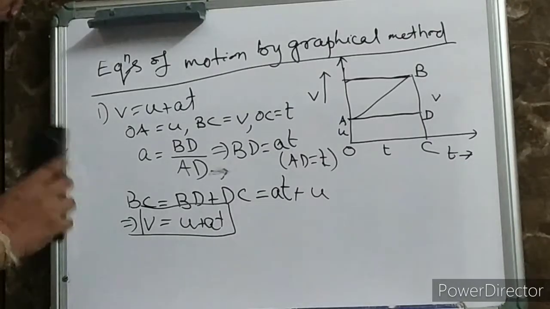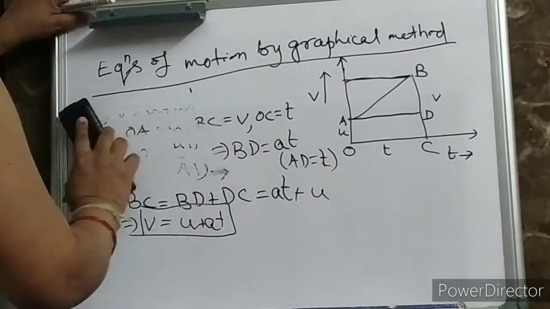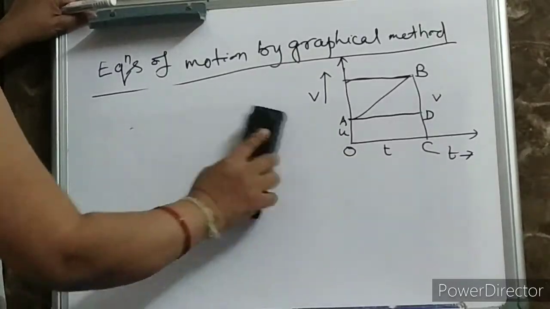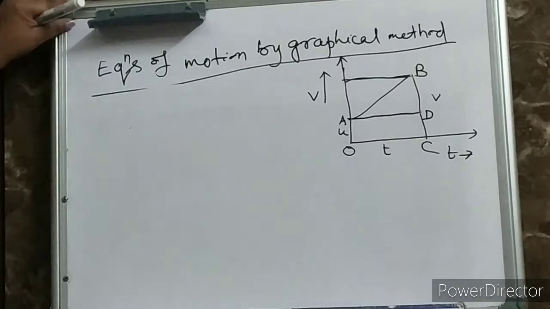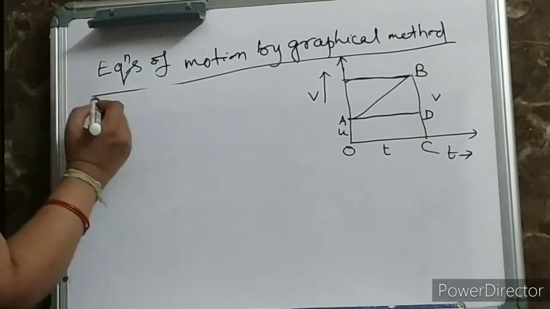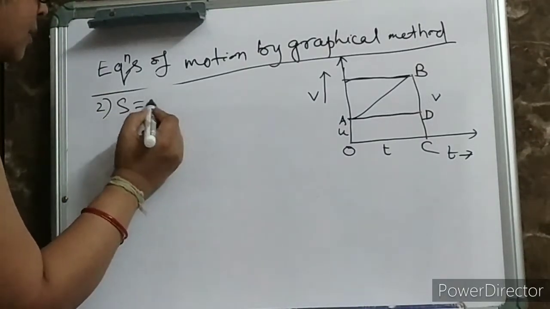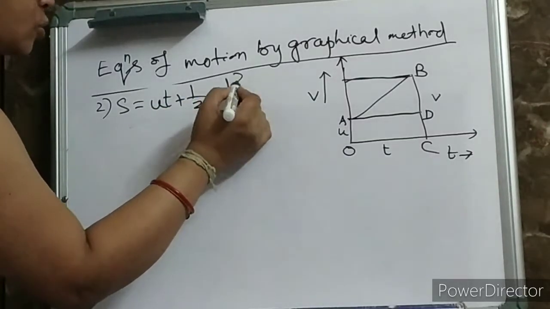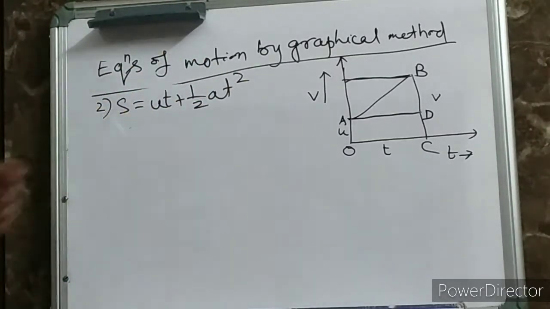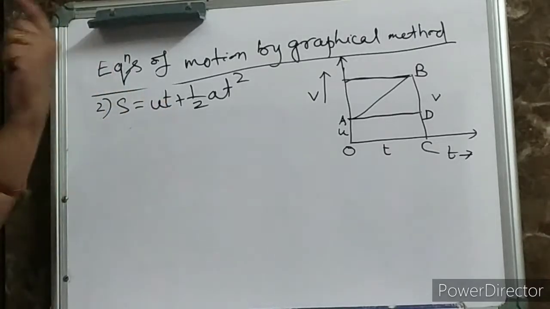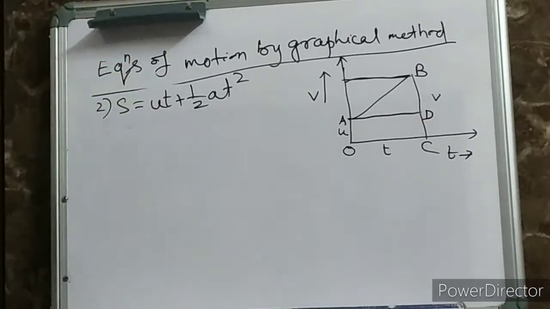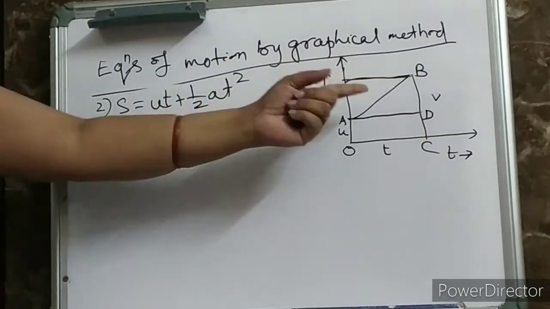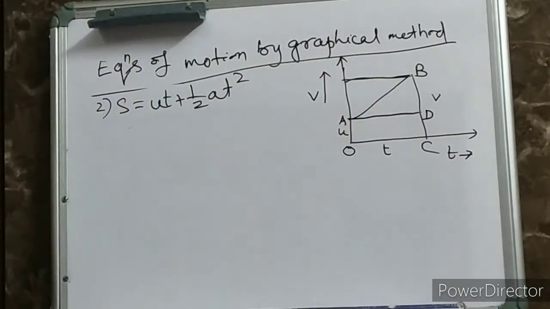Okay, now we'll go for the second equation, that is S is equal to ut plus half at square. S is the distance travelled by a body in time t. And how to get the distance from the velocity time curve? Try to recall.